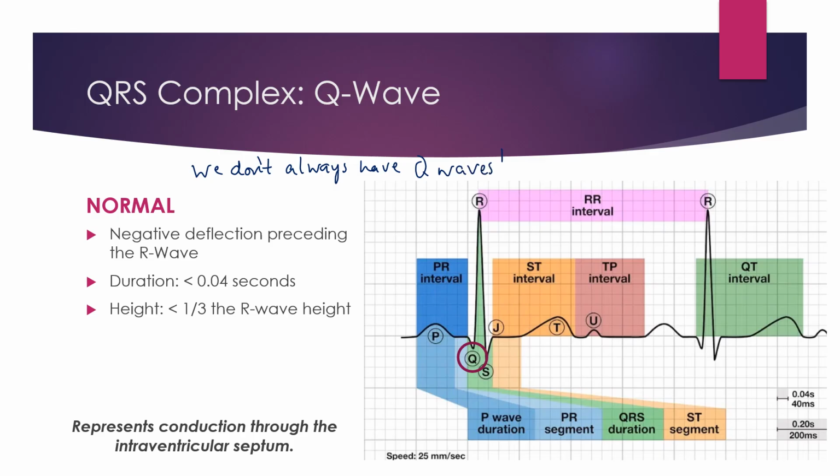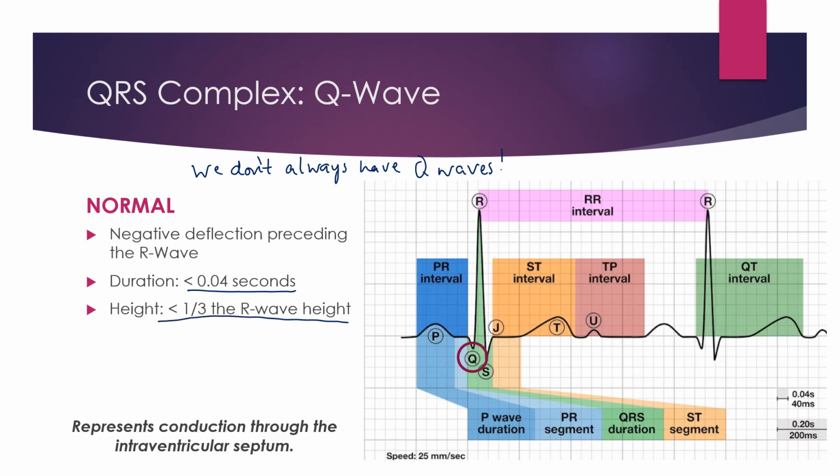A lot of people think that the Q wave is the first part of the QRS complex, but if you don't have one, then the first part would be an R wave, right? So you don't always have Q waves, number one. Number two, a normal Q wave is going to be less than one small box wide, and less than a third of the R wave height, okay?